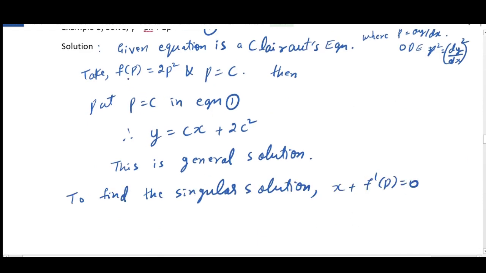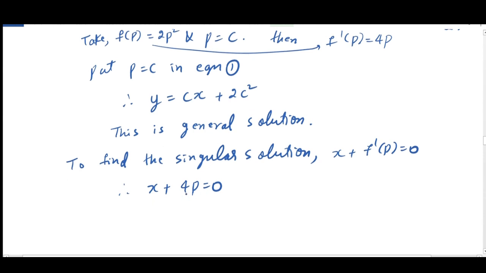Now from this, tell me what is f dash of p. Can anybody tell me what is f dash of p, friends? Yes, 4p. Very good. 4p means you are differentiating 2p square with respect to p. So therefore, I will write x plus 4p is equal to 0. So in the singular solution, the p value will change, whereas in the general solution, the p value is c. Keep that in mind.